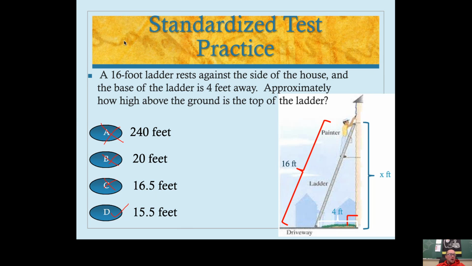Now, you don't know how to use the Pythagorean theorem yet, but that's what we're going to teach you in this section. We're going to show you the skills that you can use to actually calculate this distance. You're not going to have to guess or use process of elimination.